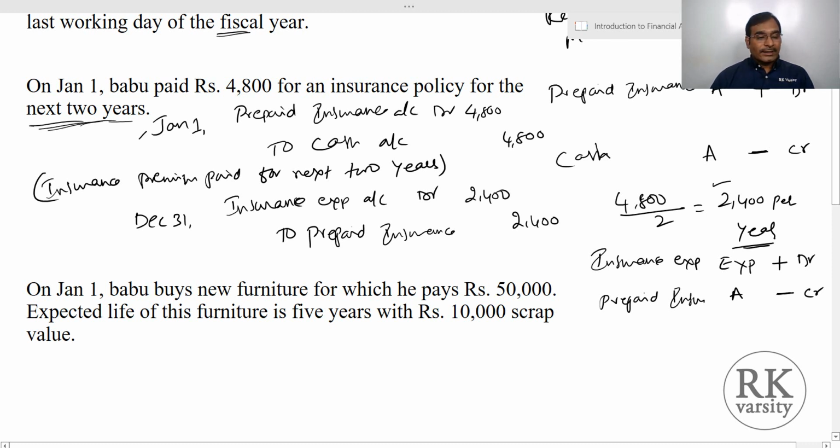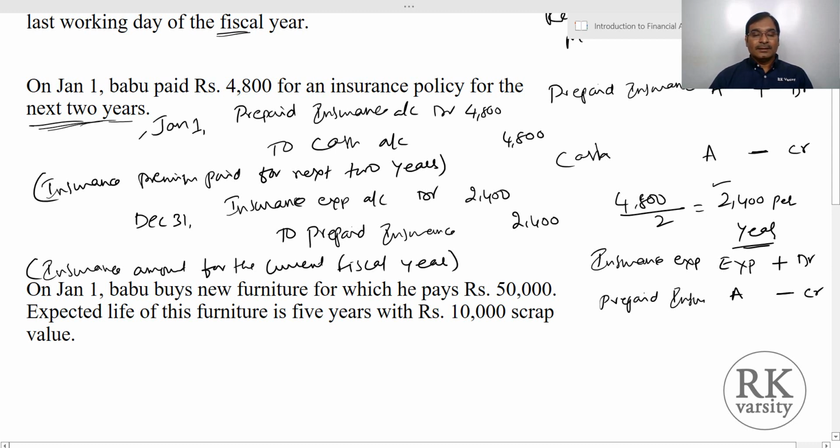Now we'll write a narration, that is, insurance amount for the current fiscal year. So charge it to profit and loss account, or simply we say this.